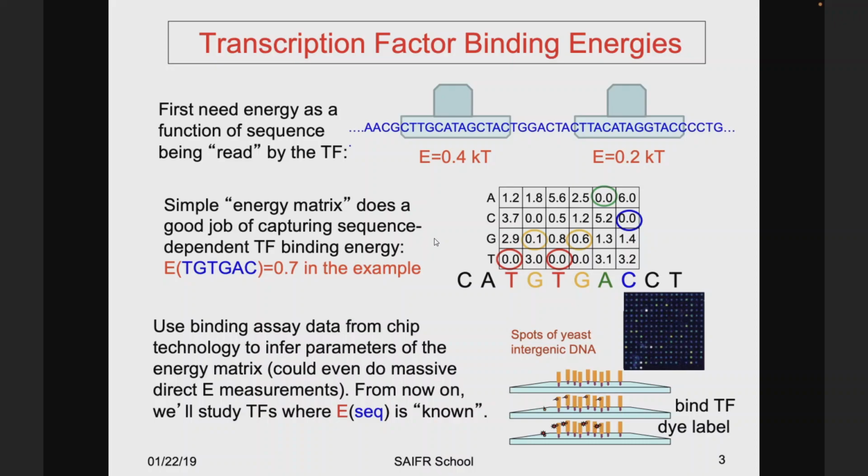And the simple-minded model that we are going to exploit is the notion that there is a matrix that tells you, for each position in the reading window, what contribution to the binding energy you will get if you choose each of the four bases, all right? So, there's an example. I have a matrix.